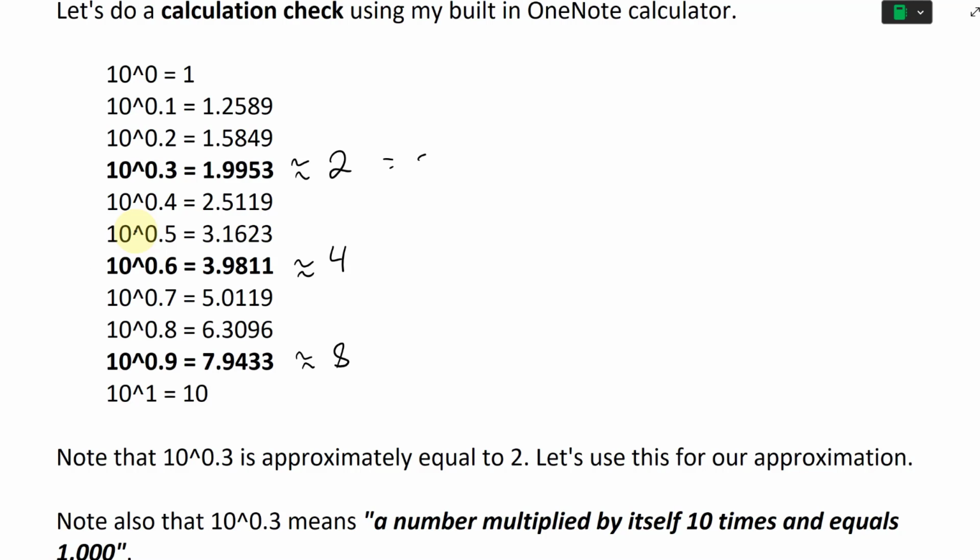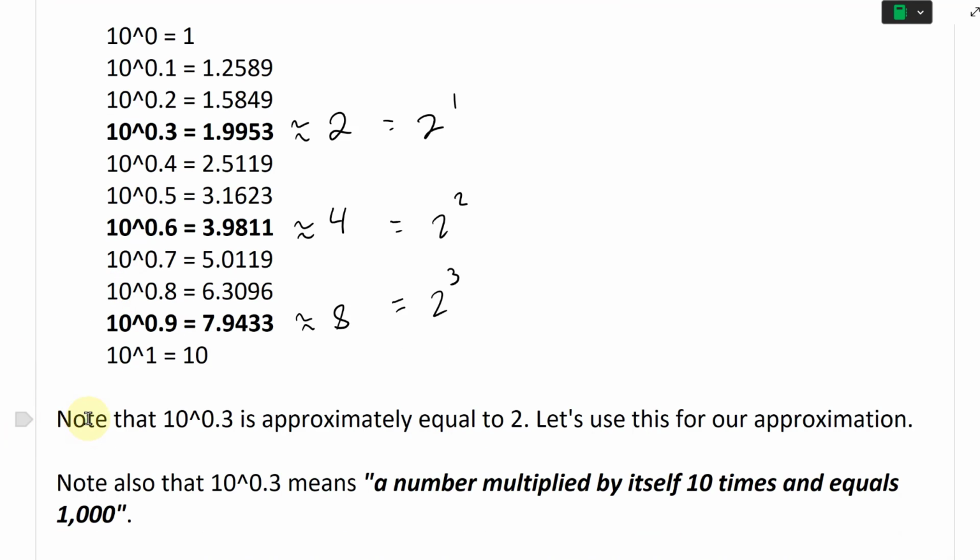In other words, this equals 2 to the power of 1. This equals 2 to the power of 2. This equals 2 to the power of 3. So yeah, 2 times 2 times 2. Alright, so that's what I wrote here. Note that 10 to the power of 0.3 is approximately equal to 2. Let's use this for our approximation.